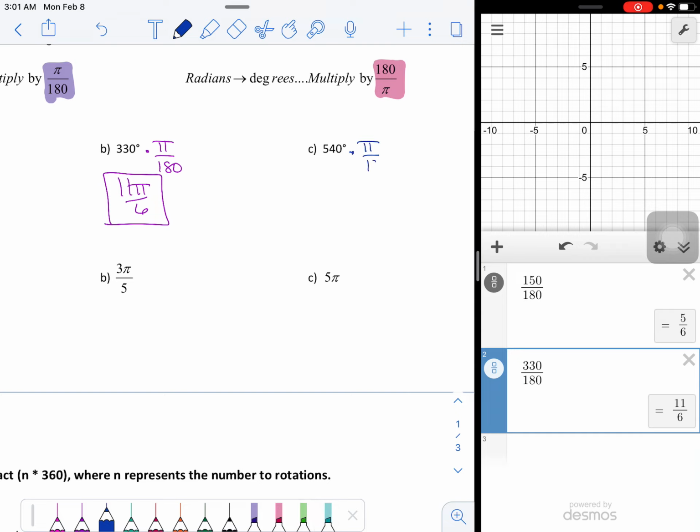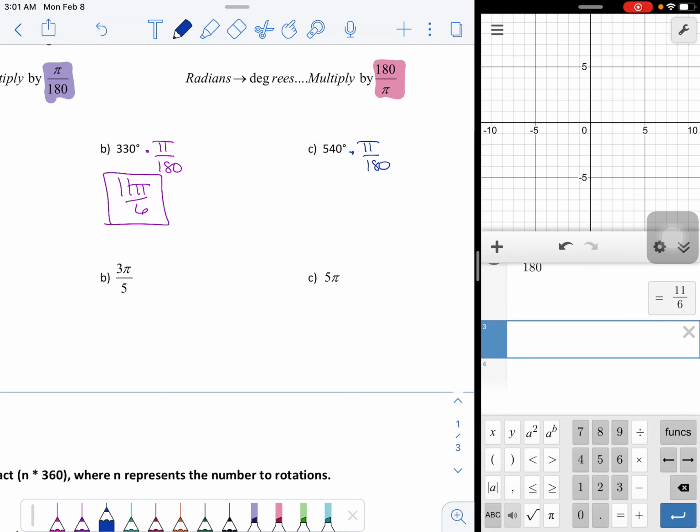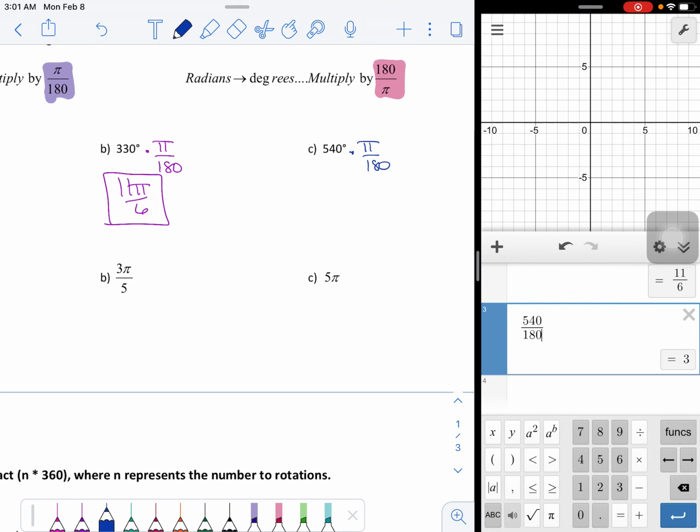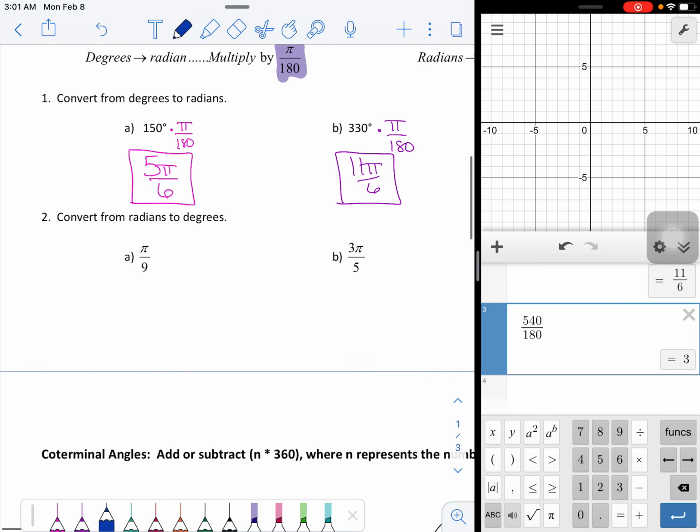So 540 degrees times pi over 180. So I'm going to do 540 divided by 180, and that's just 3. So this turns into 3 pi. And it's one of those things, you can have angle measures that are much greater than 360, and you can have angle measures that are greater than 2 pi. It just depends on what you're doing. Remember, because we're talking about rotation, rotation can be greater than just 360. So if you were in a spinny chair and you just spun around in circles, you could spin multiple times.